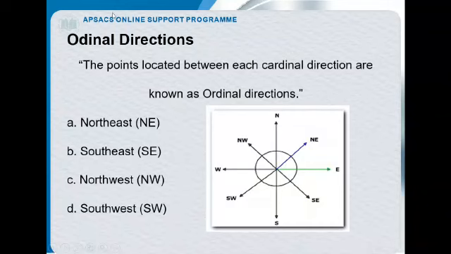What are ordinal directions? Ordinal directions are the points located between each cardinal direction. As you can see, the 4 cardinal directions are north, south, east and west. So we have used 4 different points between these cardinal directions to show the ordinal directions, just like northeast, southeast, northwest and southwest. These are known as the ordinal directions.